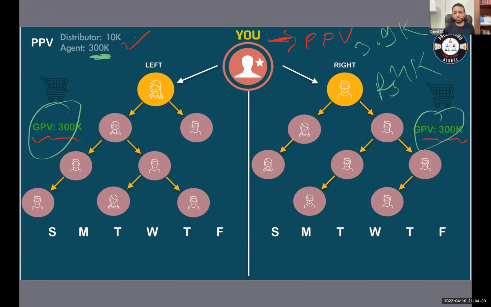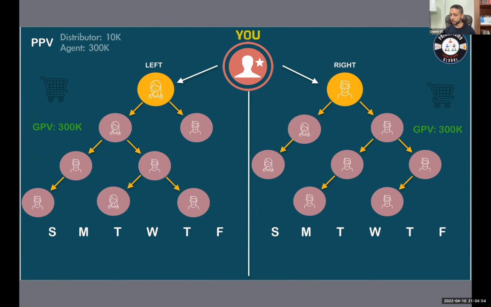Now, this is very simple to understand: 3 lakhs on your left and right, accumulated, and you get the point. But how do we get to that 3 lakhs point? That is something I think a lot of people have doubts about. If you see here at the bottom, I have put these alphabets. These are basically days of the week.